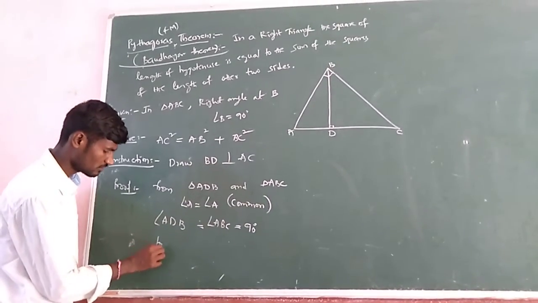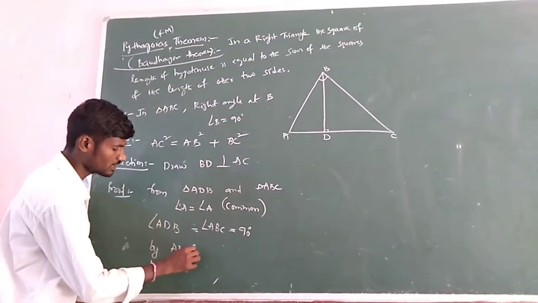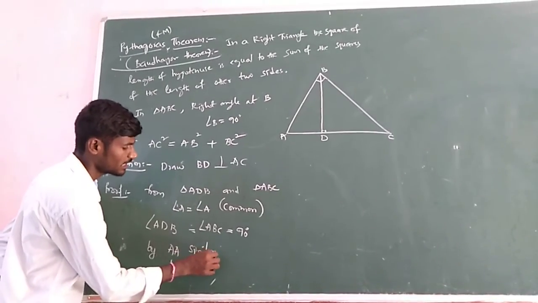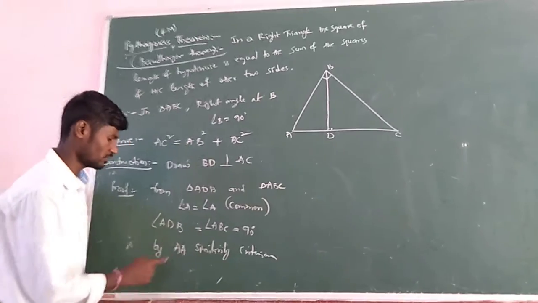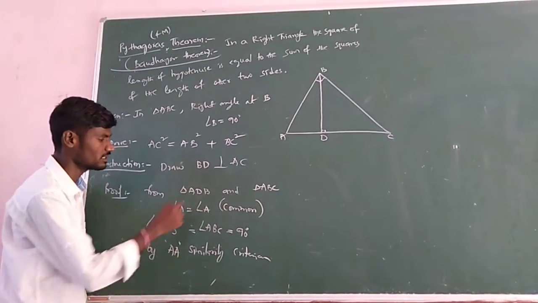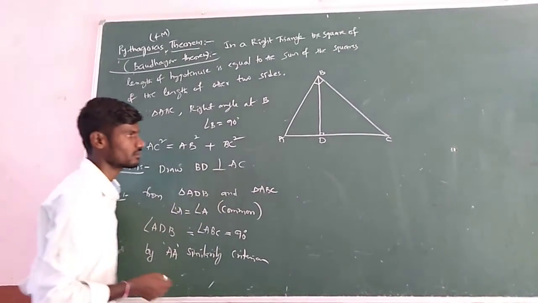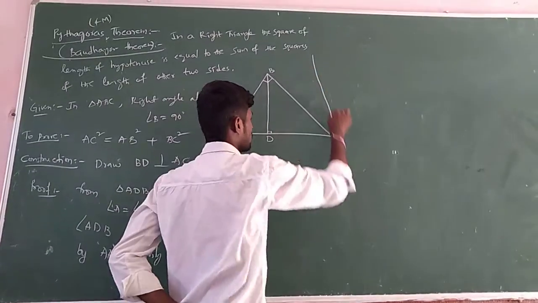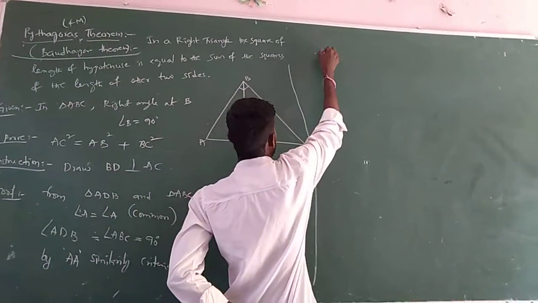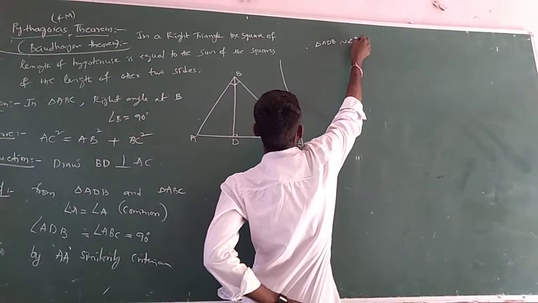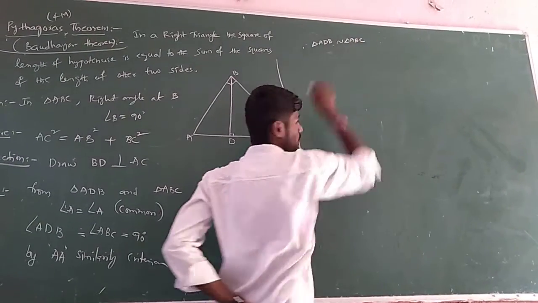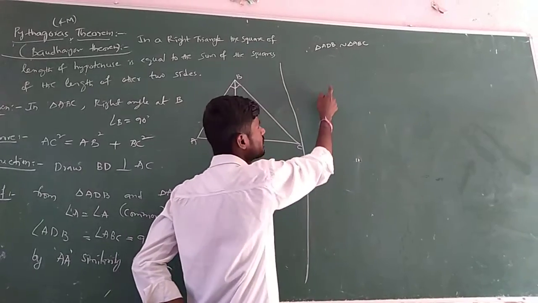So by AA similarity criteria, by angle similarity criteria, we can say that these two triangles are similar. So let us take that condition. Therefore triangle ADB is similar to triangle ABC.